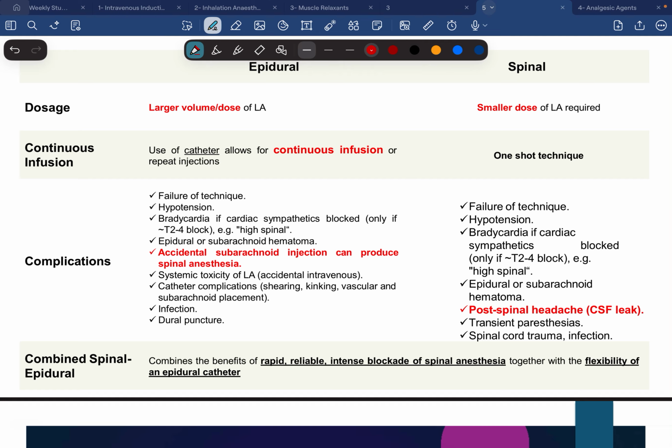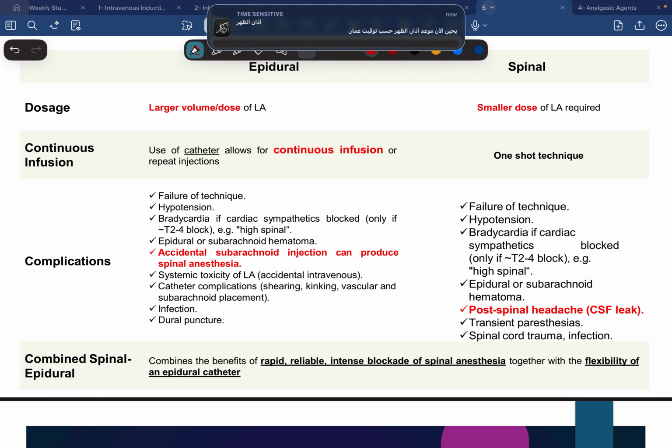Accidental subarachnoid injection can produce spinal anesthesia with a high spinal. If you hit the CSF, or if your catheter migrates from the epidural to the subarachnoid level, and you give the same dose that you're giving into the epidural into the spinal, you will have a very high volume of local anesthetic. This will cause a high spinal, and at that point you have already blocked your cardiac accelerators, and you might reach your midbrain, so you might have severe bradycardia or cardiac arrest with respiratory arrest. At that point, you need to support your patient.